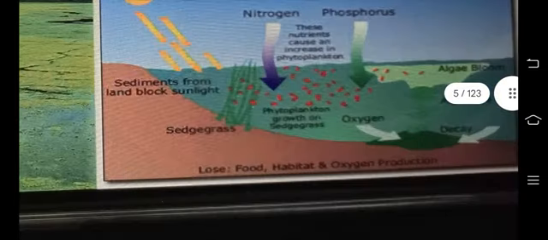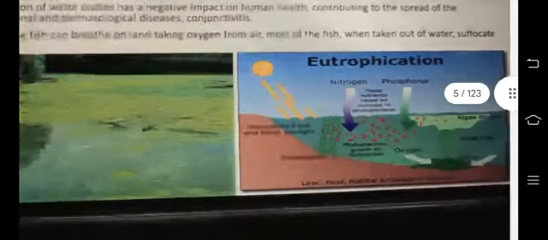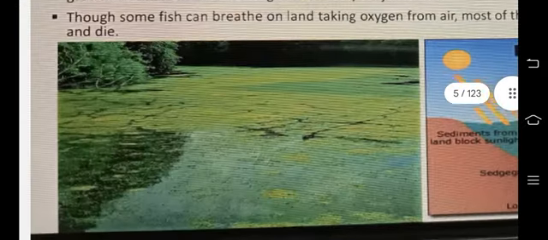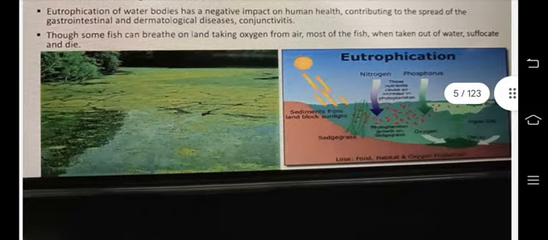Here you can see a depiction of this eutrophication. Sediments from land block light; sedge grass, nitrogen, and phosphorus. These nutrients cause an increase in phytoplankton. Phytoplankton growth on sedge grass. Then oxygen decay, algae die, algae bloom. Excessive growth will take place. Loss of food and habitat and oxygen production. Eutrophication. Okay. Here you can see a real life picture where excessive algal growth or algal bloom is happening.